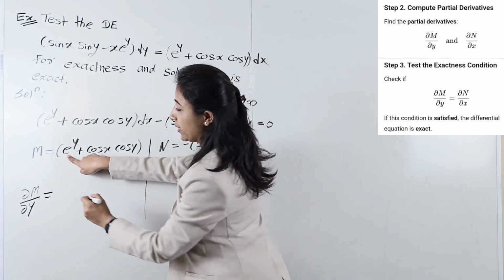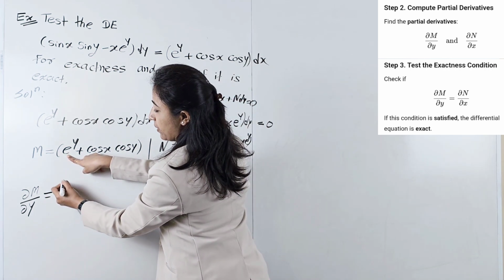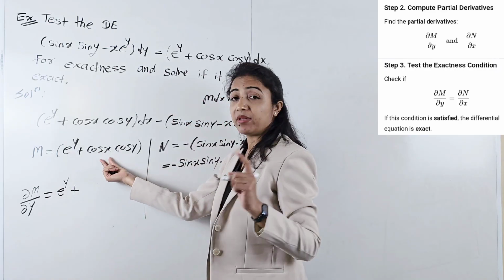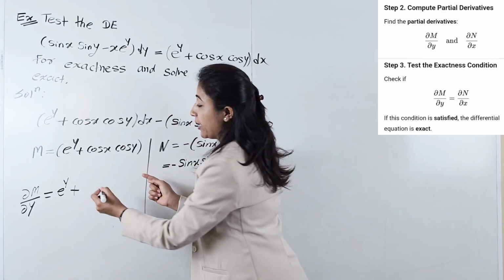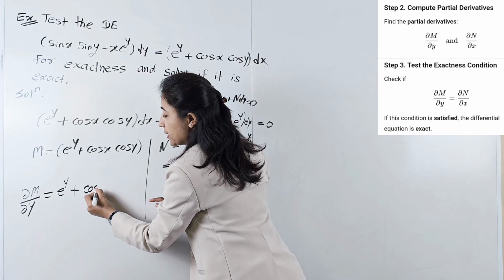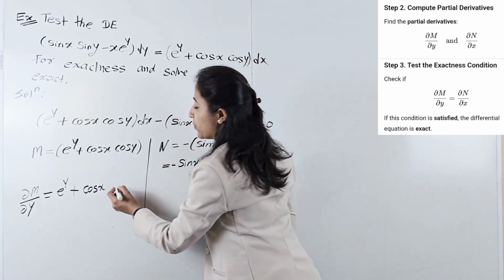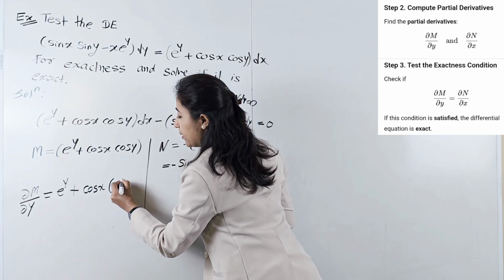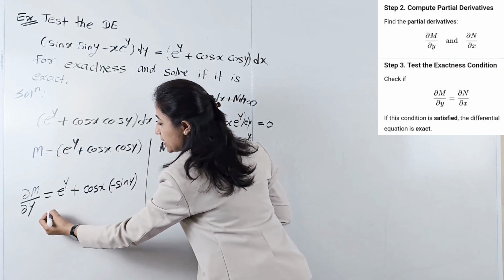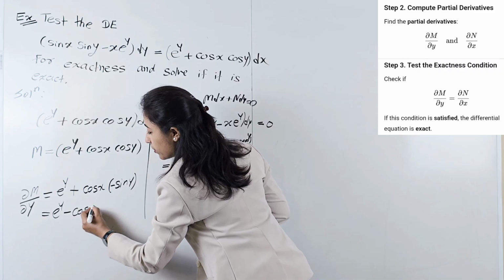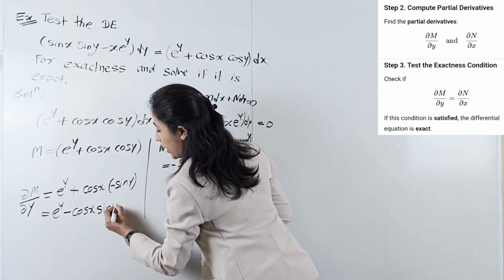So here it is a y term and the derivative of e^y is e^y as it is, plus x is constant, and if the constant is in multiplication, keep it as it is. So cos x as it is, and the derivative of the y term, cos y, is minus sin y. So hence it is e^y minus cos x sin y.